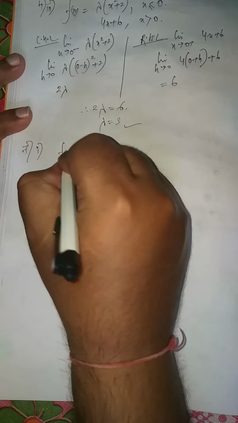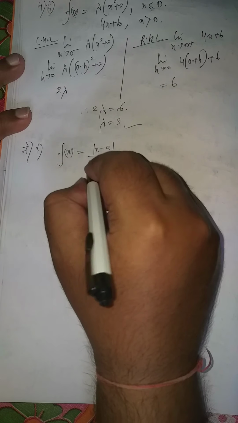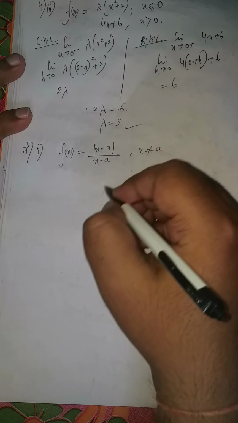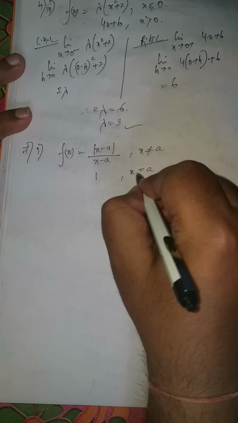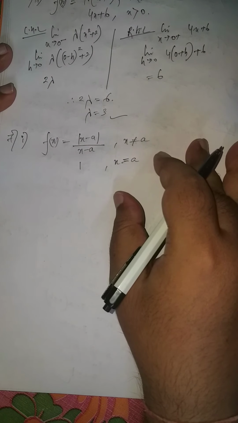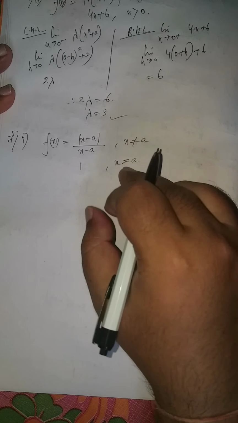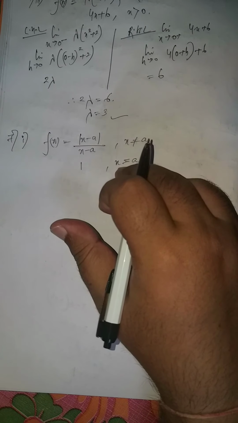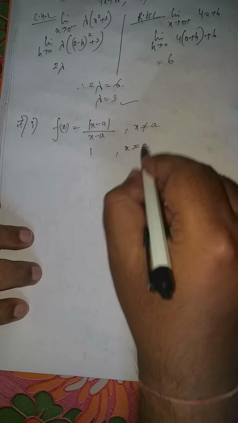Now one mod question, 7th, first one. f(x) is mod of x minus a divided by x minus a for x not equal to a, and is 1 for x equal to a. Prove that the function f defined by this is discontinuous at x equals to a. So let us check. So the point is a here.